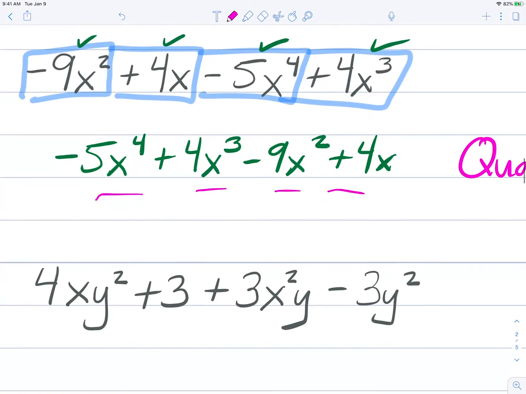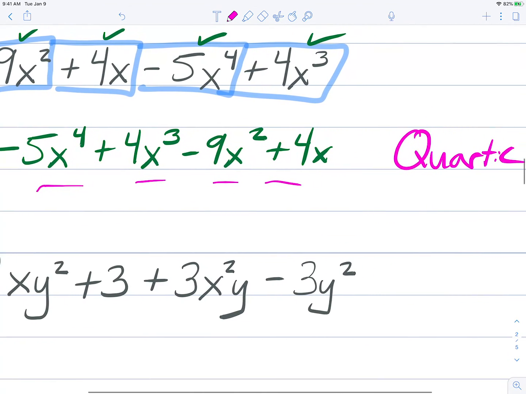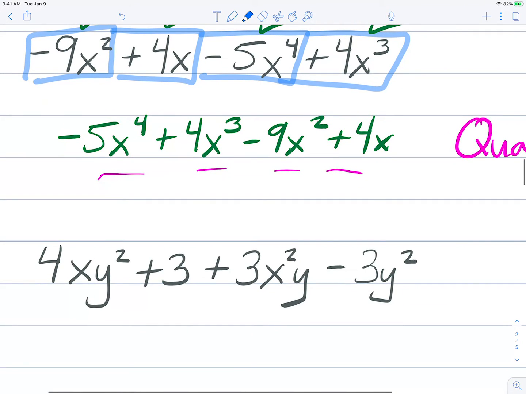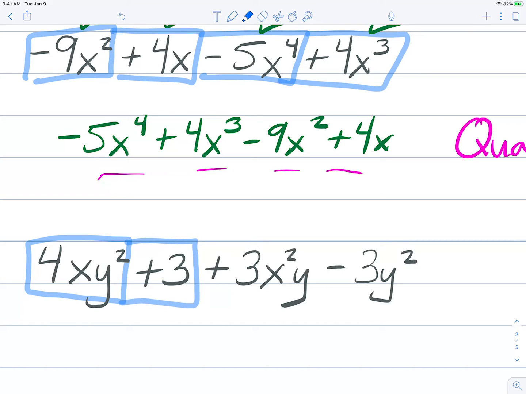Now, when we get into multiple variables, we first have to figure out how many terms we have, just like we did, and see if we have anything that matches. My first term is the 4xy squared. Remember, it's plus or minus signs that separate things. So that's one full term. Plus 3, that plus says here's your next term. Then plus 3x squared y, and lastly minus 3y squared.